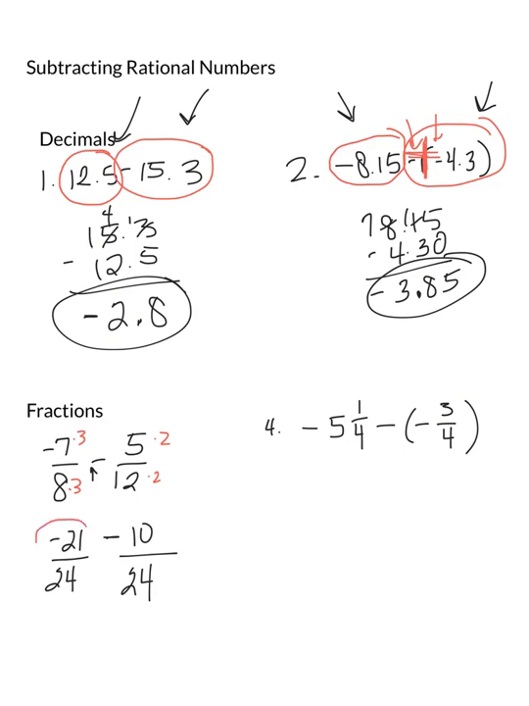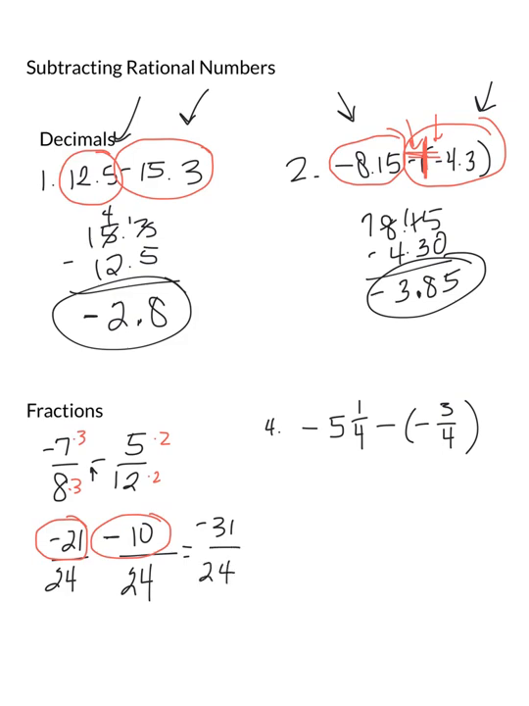So in this first one, I have a negative 21. In the second term, I have a negative 10. Put your terms together. So you have a negative 21 and a negative 10. When I put those together, it gives me a total of, since they're both negative, negative 31 over 24.